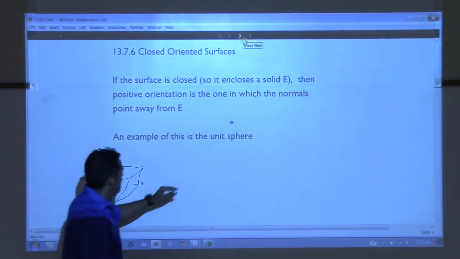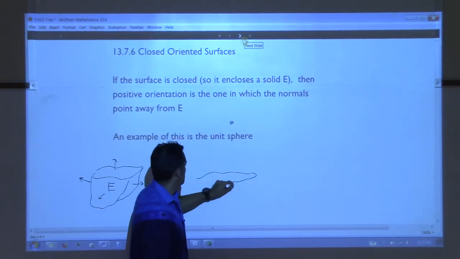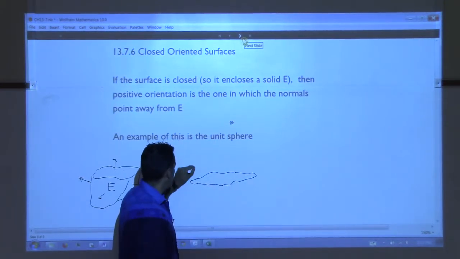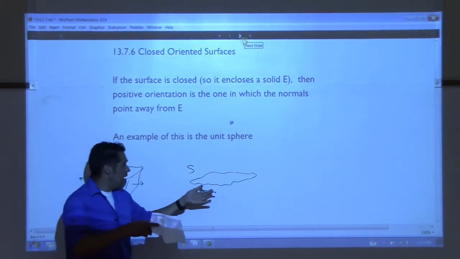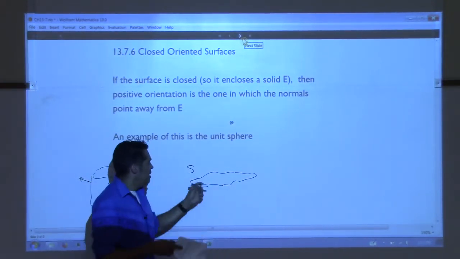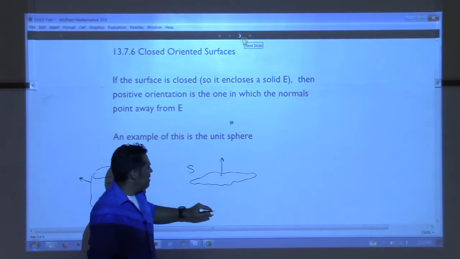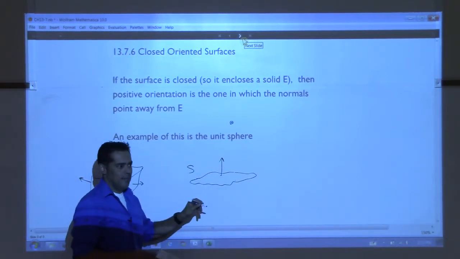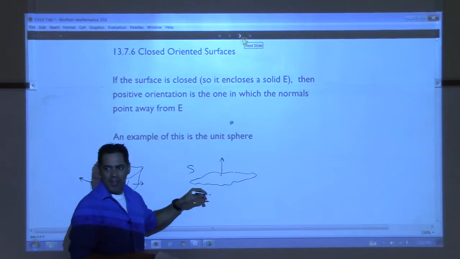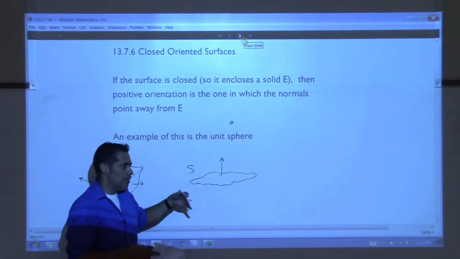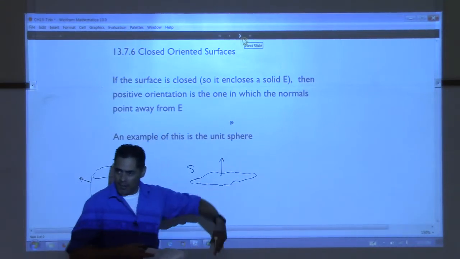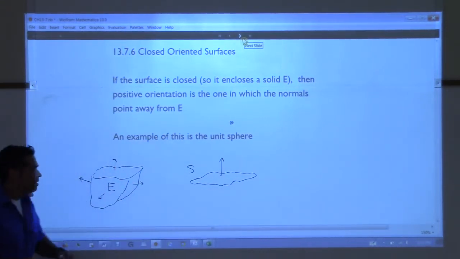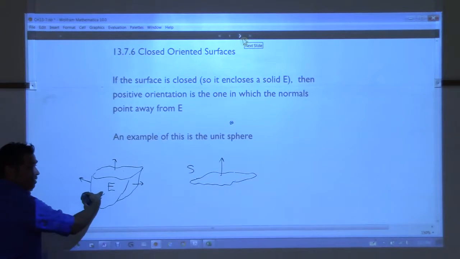So remember though, if we just give you a surface S, we have normals, if it's two-sided, an oriented surface, then it's not necessary that up is positive. We have to say what we want positive orientation to be. We will say positive orientation for us here would be up, and then all the vectors down would be negative orientation. Here, positive is always out away from E, and negative is always into it.